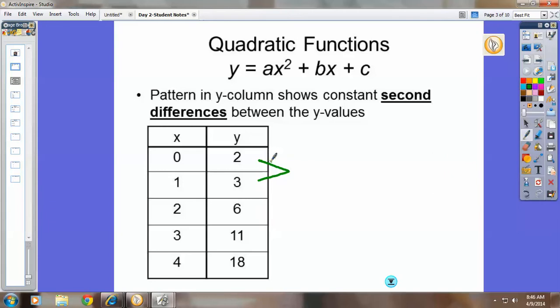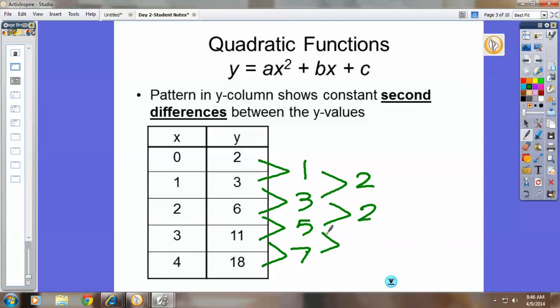3 minus 2 is 1. 6 minus 3 is 3. 11 minus 6 is 5. 18 minus 11 is 7. Okay. Clearly these numbers are not the same, right? So we know it's not a linear function. What we will look at then is our second difference. Well, keep going. 3 minus 1 is 2. 5 minus 3 is 2. 7 minus 5 is 2. This column right here is what we call our second difference. That is the same, correct? If the second difference is the same, we would say that this is a quadratic function.